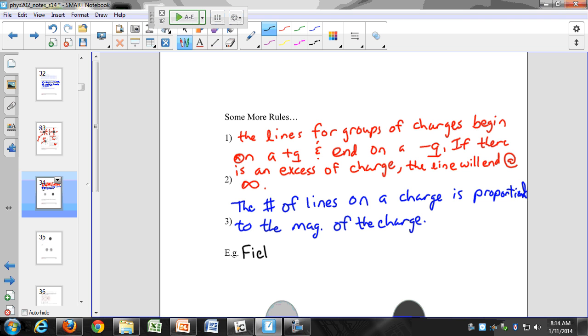Field lines never what? Never cross. Don't cross the streams. Maybe Rob and I were the only ones that got it. Okay, so field lines never cross.